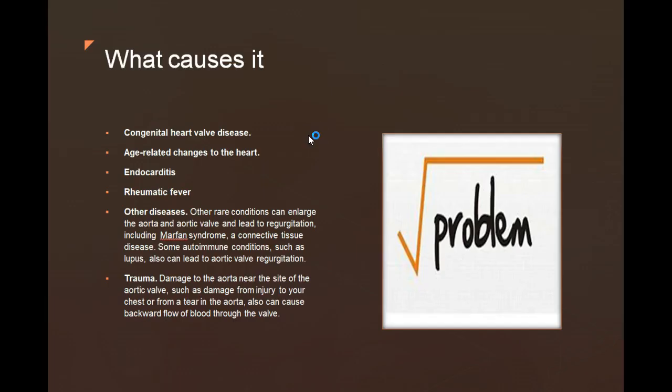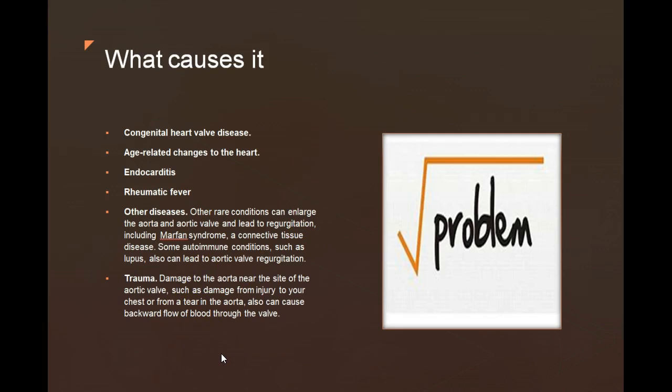Some of the causes of aortic regurgitation: it can be congenital, or age-related changes to the heart. You could have endocarditis, rheumatic fever, other rare conditions, or conditions that can enlarge the aorta and aortic valve and lead to regurgitation. You can have Marfan syndrome, which is a connective tissue disease. Some autoimmune conditions like lupus can also lead to aortic valve regurgitation.